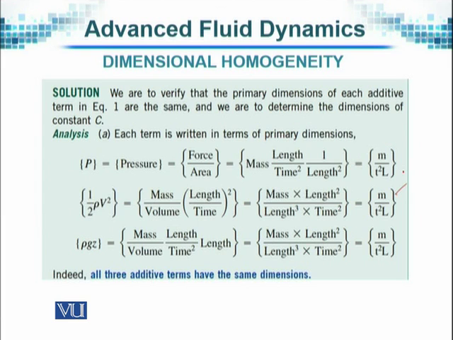And the last term in the Bernoulli's equation on the left hand side is rho Gz, which is mass over volume, times G, which is length over time square, the same as that of acceleration, because G is acceleration due to gravity, times the height, the length. Simplifying them, it also reduces to m over t square L. So all these terms have the same dimension, as we have seen.